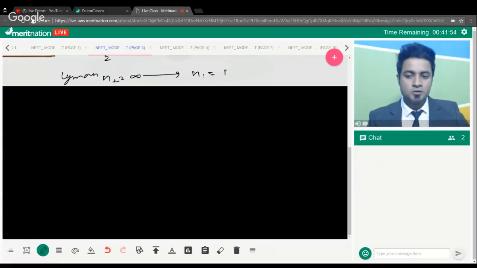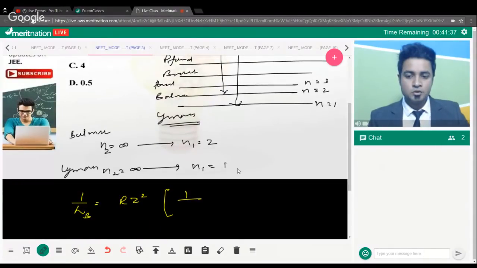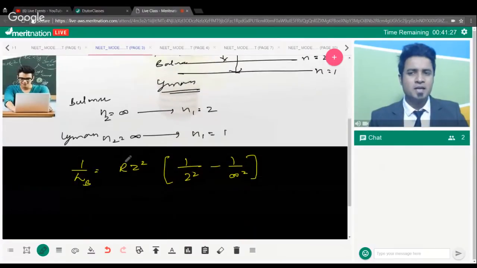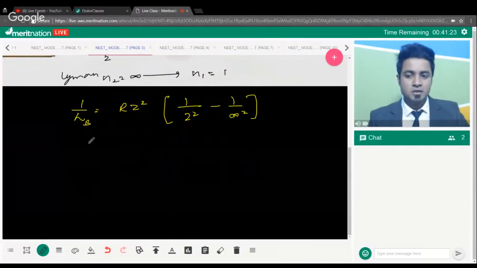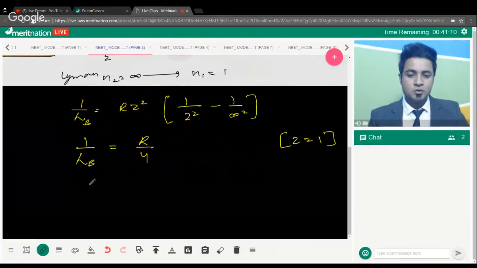If you take the formula, for Balmer it is 1 upon lambda equals R Z squared times (1 upon n1 squared minus 1 upon n2 squared). So this is 1 upon 2 squared minus 1 upon infinity squared. We are taking hydrogen, or you can take any hydrogen-like atom, but we consider Z the same in both cases. So 1 by lambda B equals R by 4, considering Z equals 1 as we are taking hydrogen. This is equation 1.